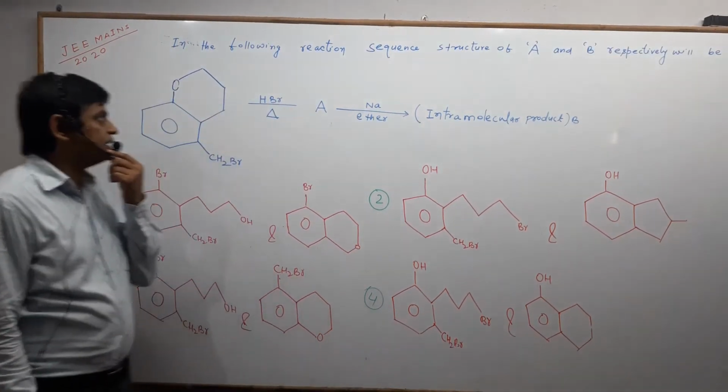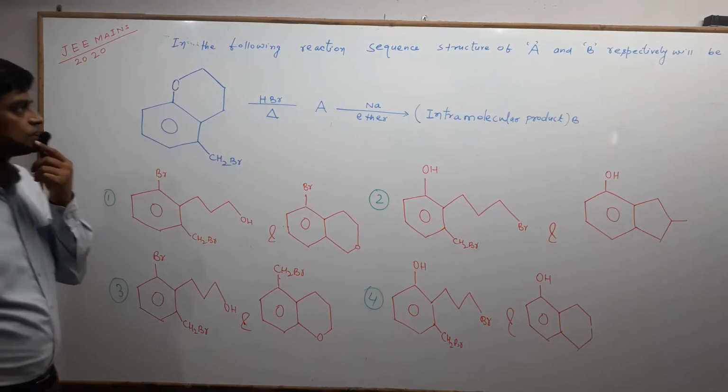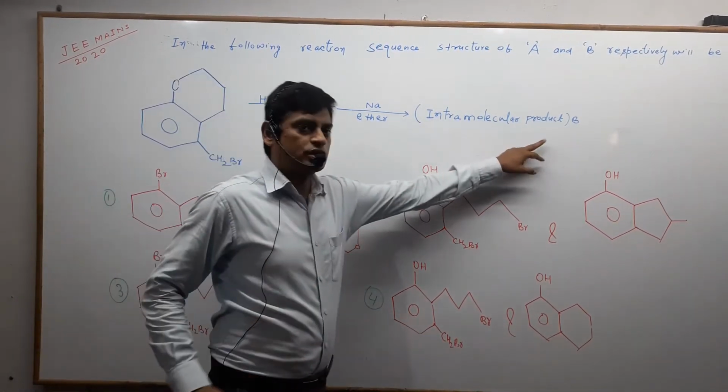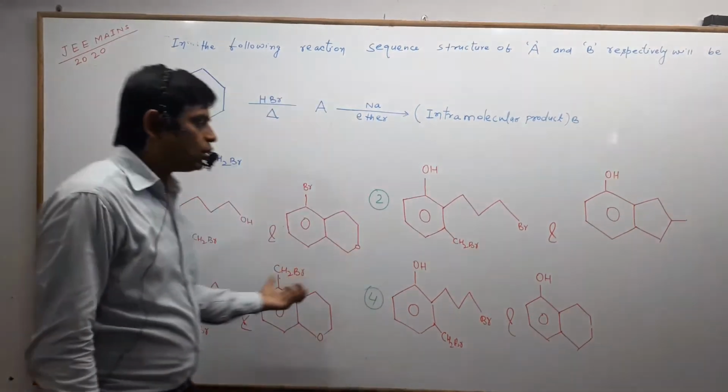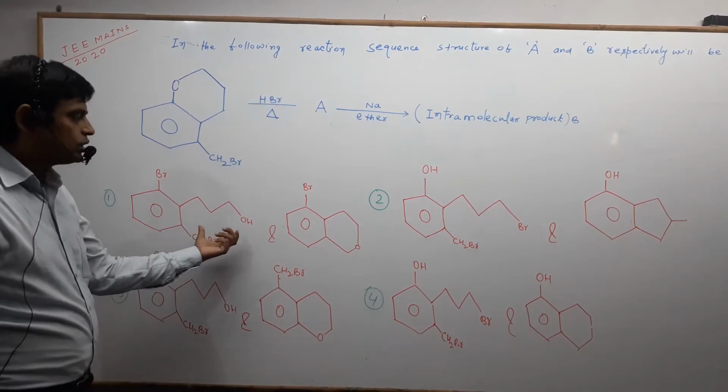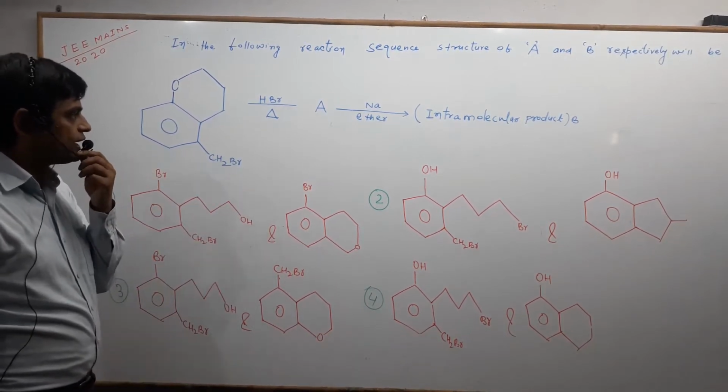So just see in the following structure, we have to find out the structure A and the structure B, right? So these are the options. In all options there are two compounds, because we have to find out A and B.